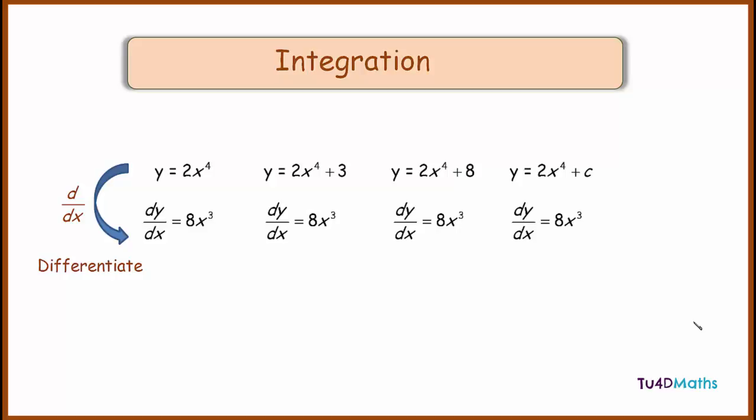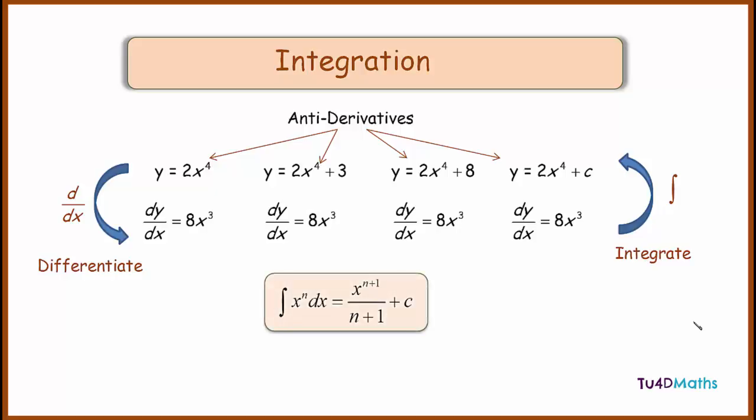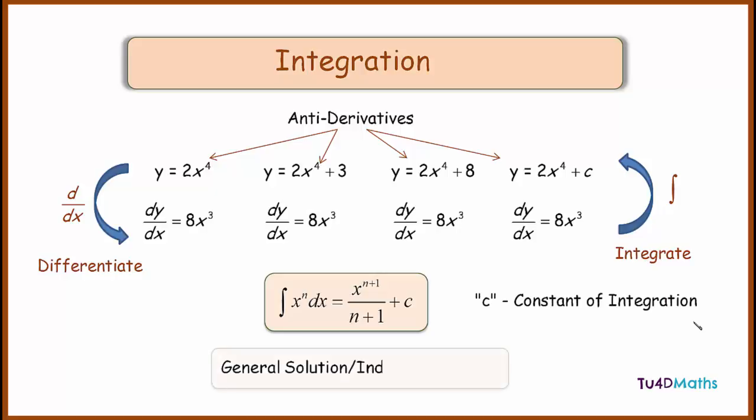So that means if we integrate 8 times x to the power of 3, there's lots of different possibilities for the answer. Any of these 4 solutions would work. So in general, we say that when we integrate any number to the power of n, we add 1 onto the power, divide by the new power, and we add on a constant. And this constant is called the constant of integration. And the solution in this format is called the general solution, or the indefinite integral. It's indefinite because there's lots of different solutions. In fact, there's an infinite number of solutions.